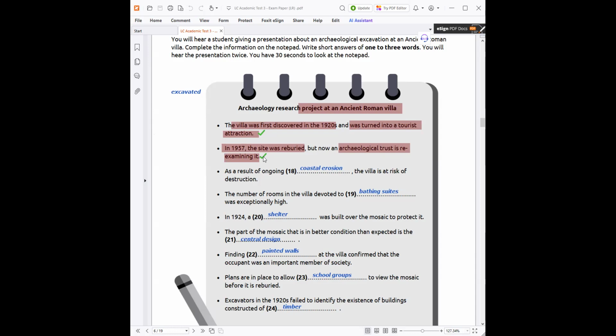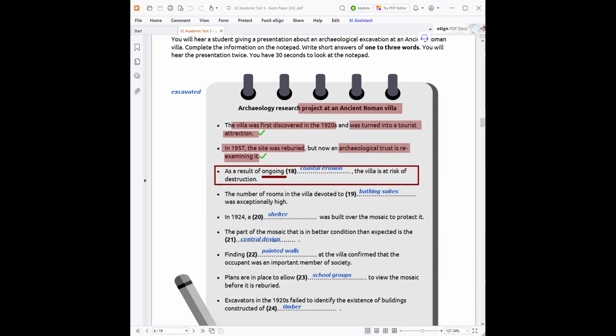Now, since we have marked this, it is obvious. I believe this is common sense that now you will very soon get your answer for this. So you have to keep your focus on this statement. Now, what is the statement? Statement says, as a result of ongoing dash, the villa is at risk of destruction. So there's something ongoing, something happening which poses a risk to the villa, which can destroy it. What is that? Let's listen to it.